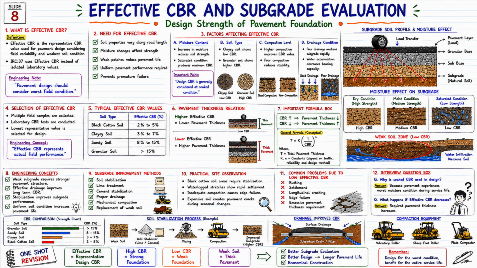Now let us look at the second topic. Need for effective CBR. Now why is there a need for effective CBR? Soil properties vary along the road length. The soil is not the same in its entire alignment. Moisture changes affect strength. Soil strength reduces when water comes. Weak patches reduce pavement life.